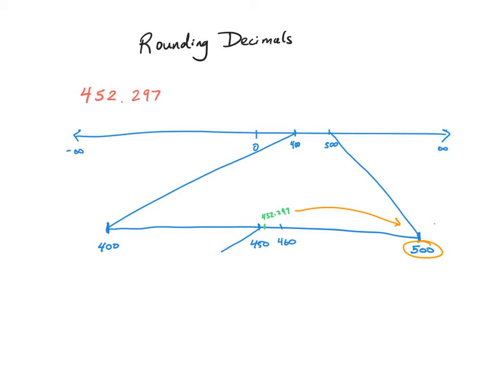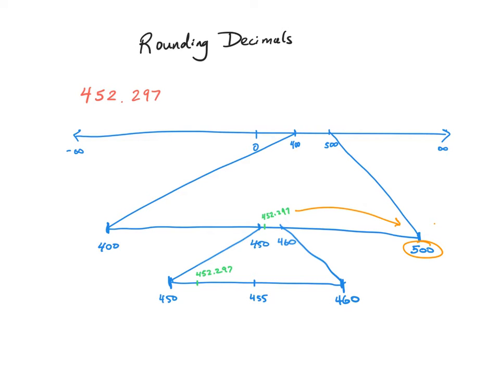And I'm going to do the same thing. I'm going to zoom in on this number line and connect the dots. So over here would be 450. Right over here is 460. I know my number 452 and 297 thousandths is going to be pretty close to 450, but let's put the midpoint just so we can make sure we get it in the right spot. Midpoint is going to be 455, and 452 and 297 thousandths, maybe somewhere right about here.